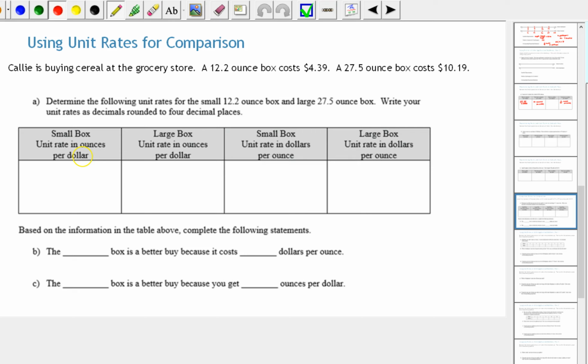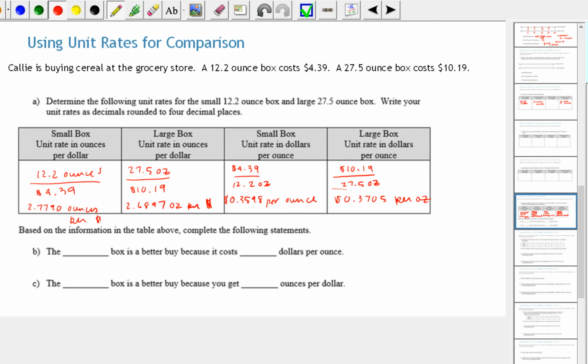So where's the small box? We have ounces, so here we have 12.2 ounces for $4.39, and we need to find the unit rate, which I don't know. Let me pause and fill this in. Okay, so I filled these in.